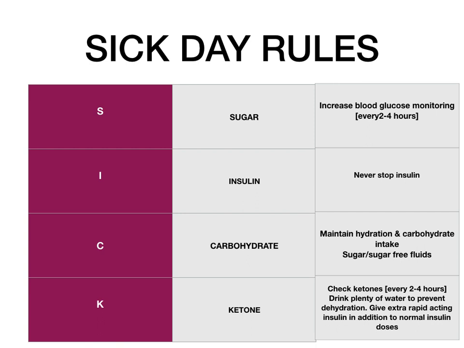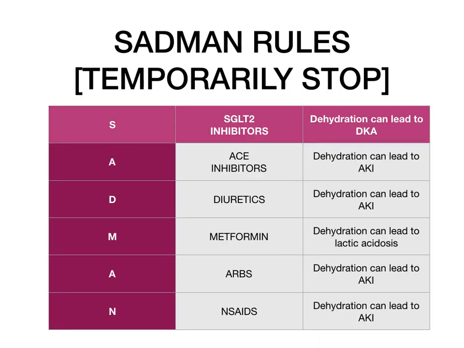So I'm going to show you what drugs need to be stopped temporarily. So the drugs that need to be stopped temporarily, a good mnemonic for you is SAD-MAN rules. So this is not exhaustive, but these are some of the main ones that could potentially come up in your exam. So SAD-MAN rules, S is for SGLT2 inhibitors, such as your canagliflozin.